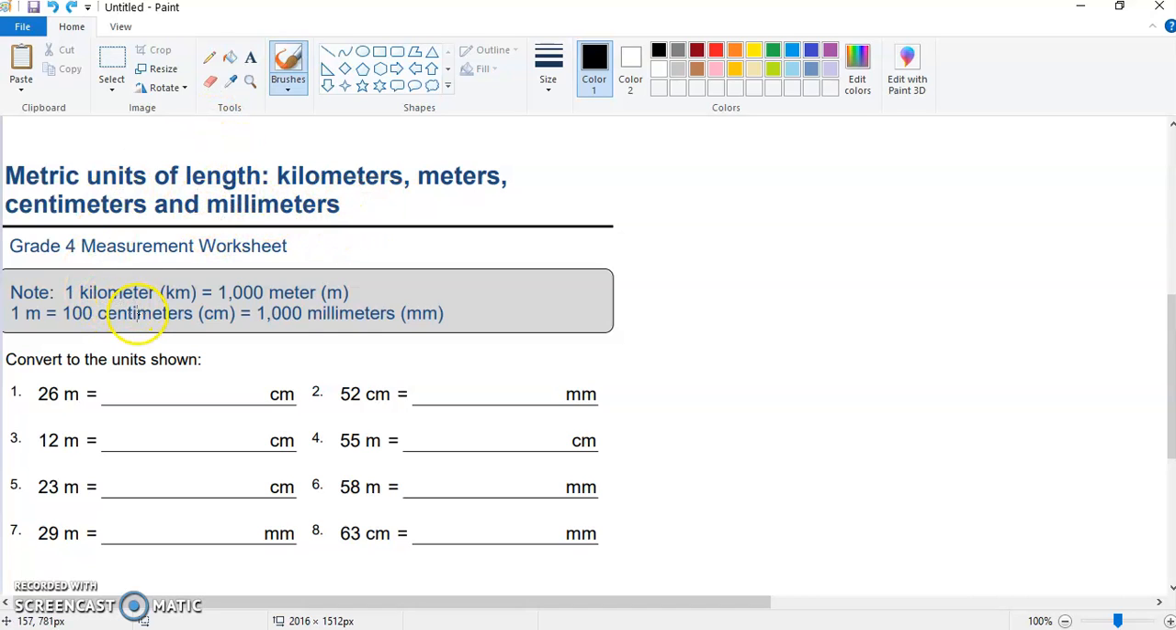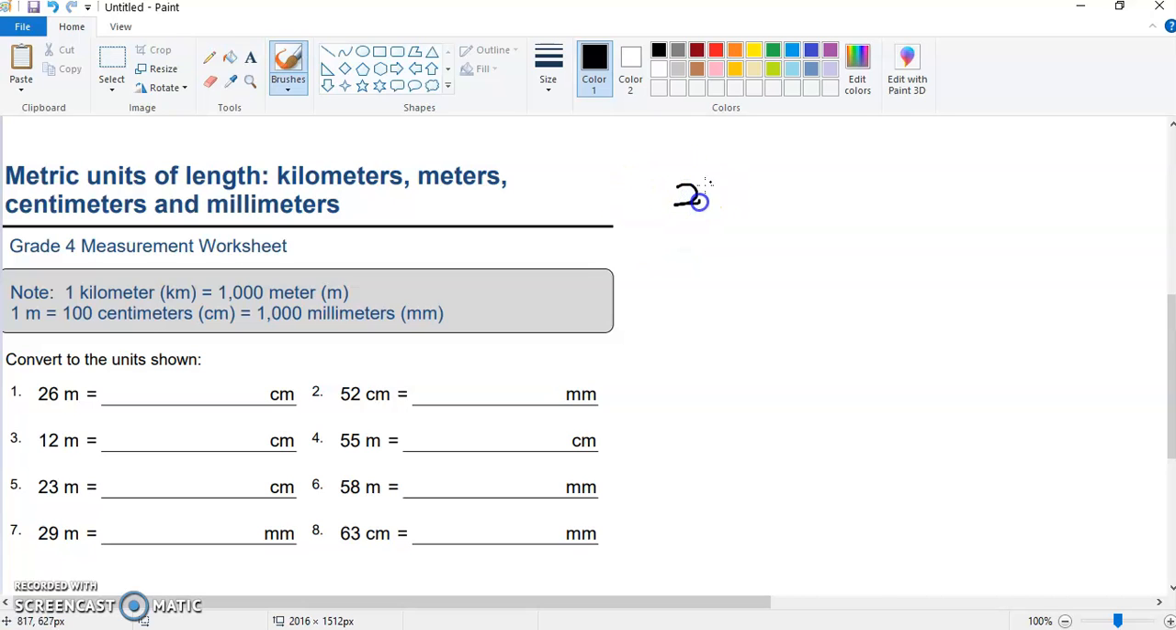So luckily, it's pretty simple. It's basically just either adding zeros or taking zeros away. But in fourth grade, they keep the conversions pretty simple, so you just kind of follow what the chart says. Like number one, they want to know how many meters. If you have 26 meters, how many centimeters will that equal?